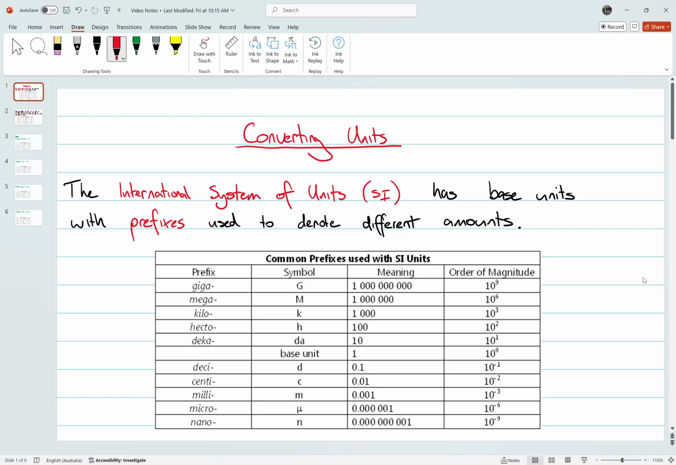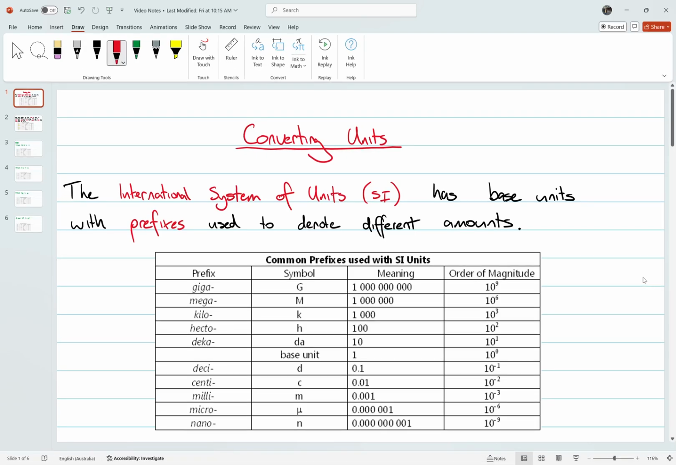Hi everyone, in this video we're going to be looking at how we can convert between different units. And we're not just going to be speaking about units that you might already be familiar with, whether that be meters, grams, liters, and so on. We're going to be looking at all kinds of units within the SI.